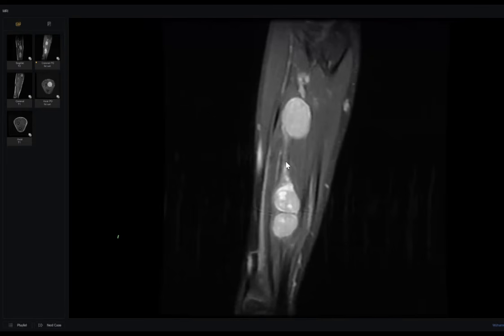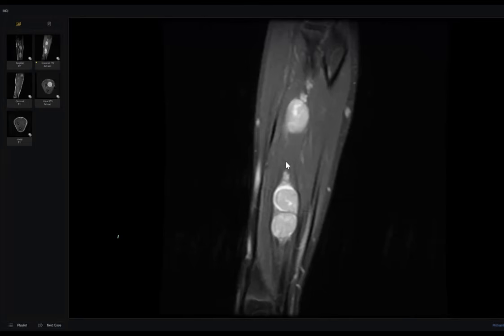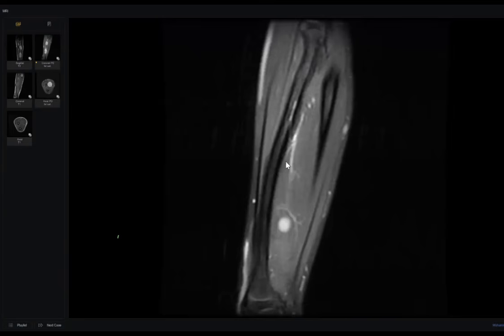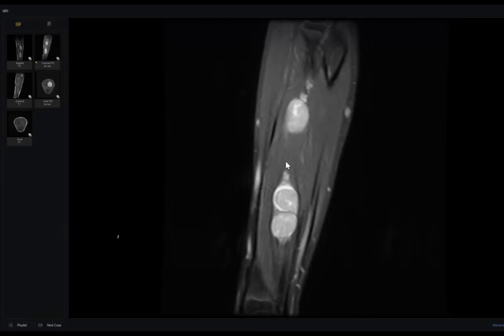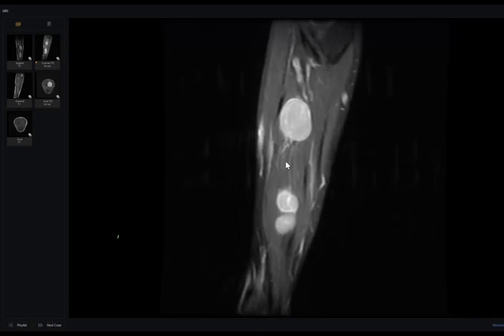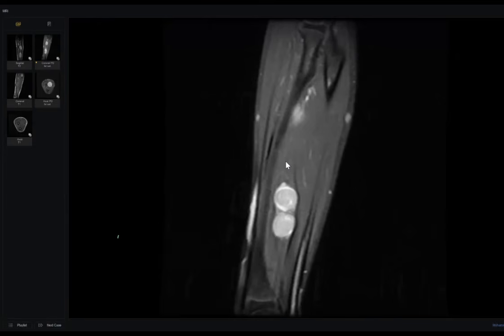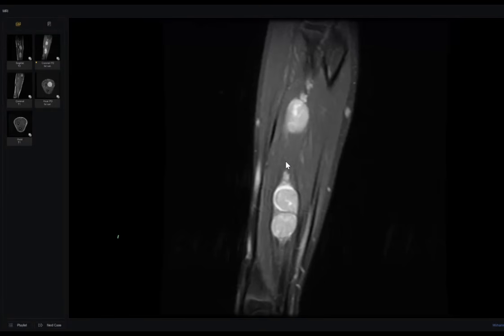What is the name of this sign, doctor? Split fat sign, sir. No, see, the name of the sign in this slide. I don't clearly remember the sign, but they are in the form of a chain along the nerve. Very characteristic sign. This one, what is the name? Sir, I don't remember now.